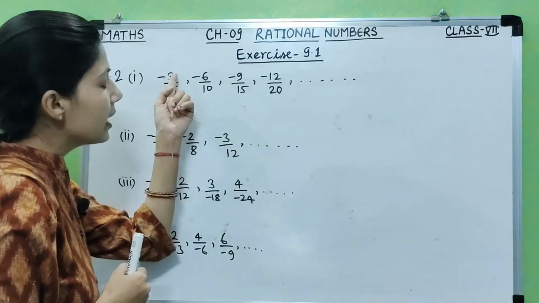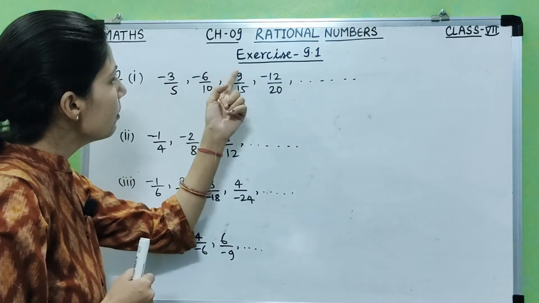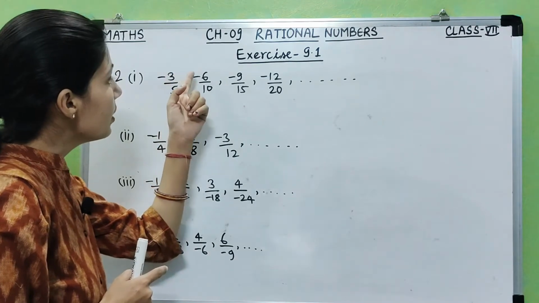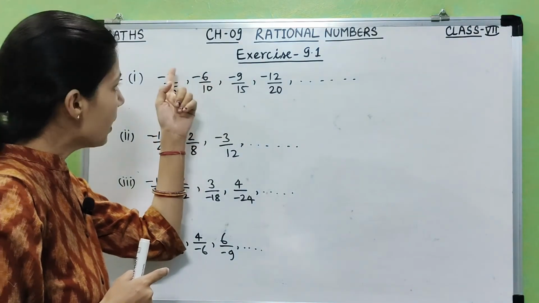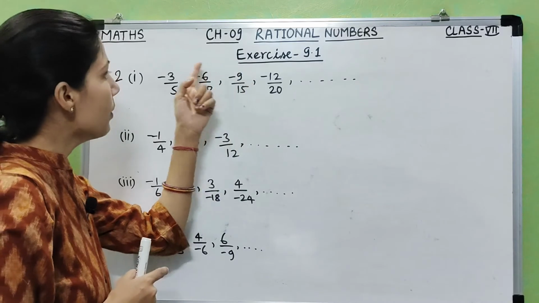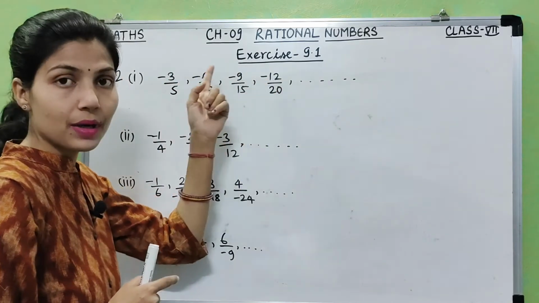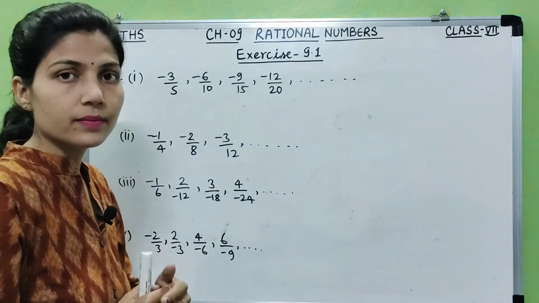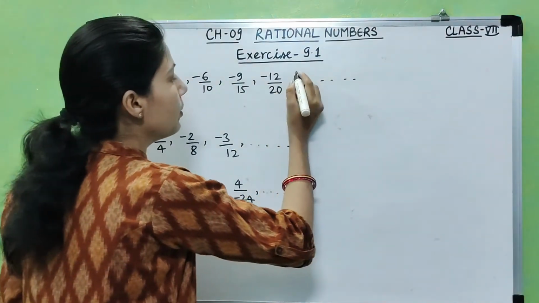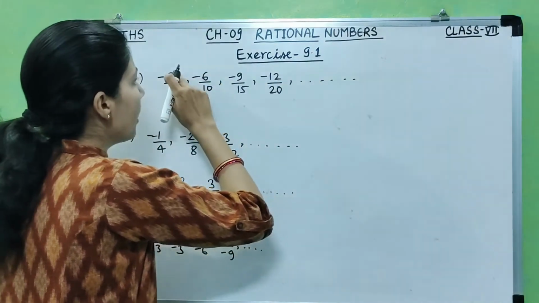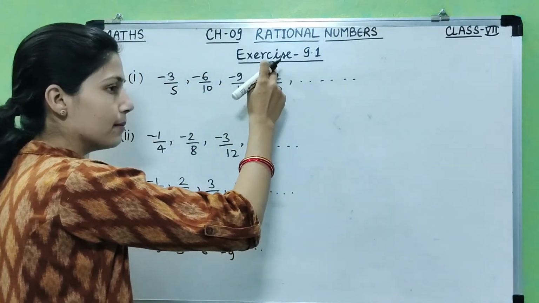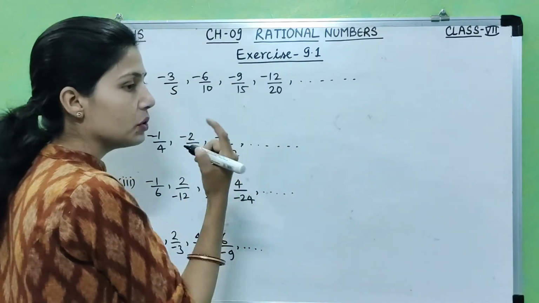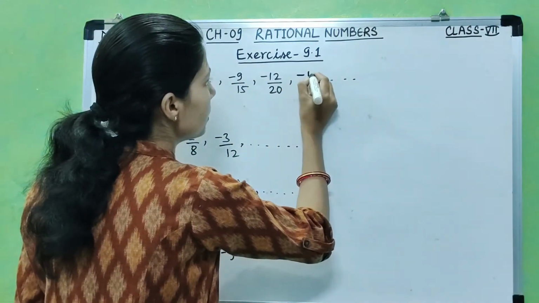Numerator, first term: -3, then -6, -9, -12. So as you can see here, -3 into 2 is -6, -3 into 3 is -9, -3 into 4 is -12. It means these are the multiples of -3. Okay, so the next will be -3 into 4 is -12. That means we have to multiply now by 5. So -3 into 5 is -15.